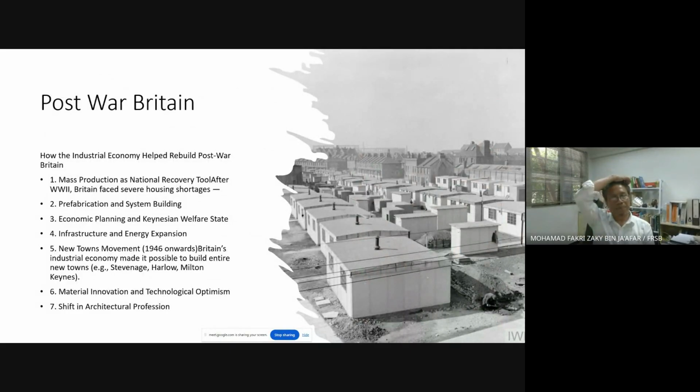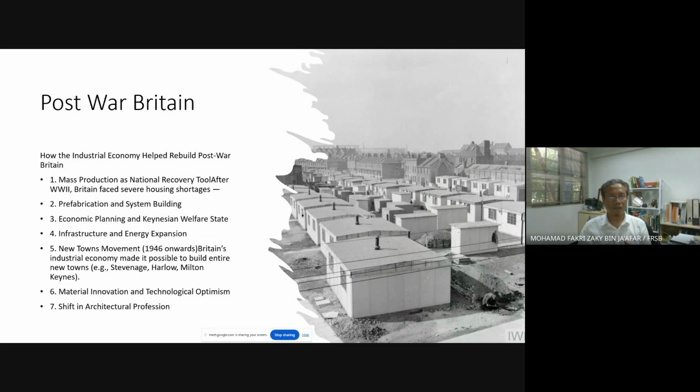Okay. Then the industrial revolution also came in handy when Britain and the countries involved in the war tried to rebuild for their population. Okay, mass production and prefabrication became very handy to solve the problem of people whose houses had been bombed, and now they need to build quick and fast. So industrialization, the industrial revolution, provided that solution. You can build in prefabricated systems, mass production, even create new towns based on rational scientific planning, material innovation, even a shift in the architectural profession now.